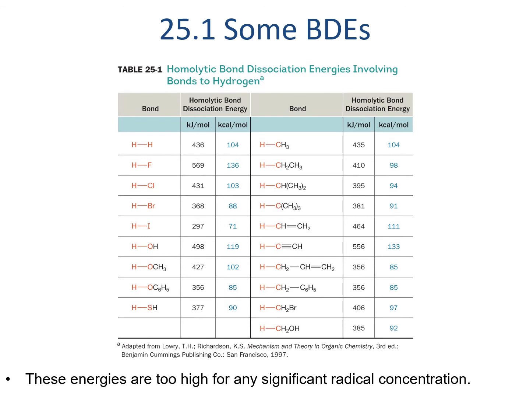Take a look at this table. Which three bonds can be homolytically cleaved most easily? What's similar between the bonds with the lowest bond dissociation energy?